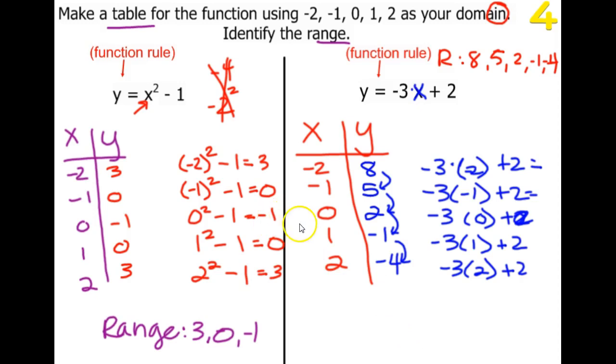Before we move on, I'm going to make a little assumption here, not assumption, but correlation between the equation and the table. So this equation has a negative 3 in it. That negative 3 is the same piece of information. That's where this subtracting 3 each time comes from.